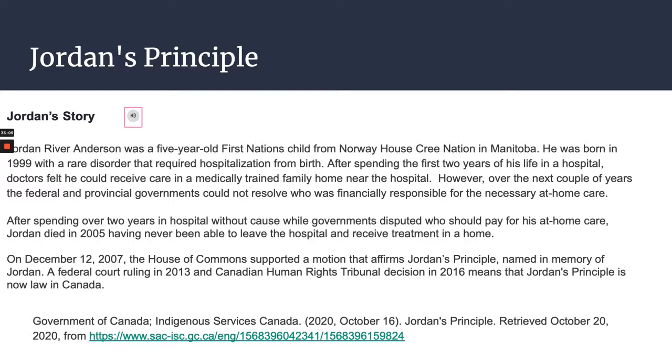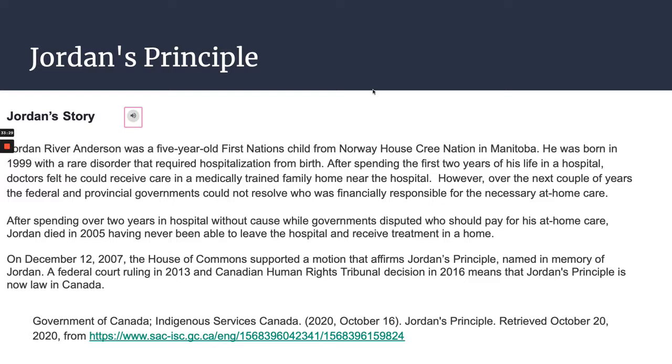On December 12, 2007, the House of Commons supported a motion that affirms Jordan's Principle, named in memory of Jordan. A federal court ruling in 2013 and a Canadian Human Rights Tribunal decision in 2016 mean that Jordan's Principle is now law in Canada.